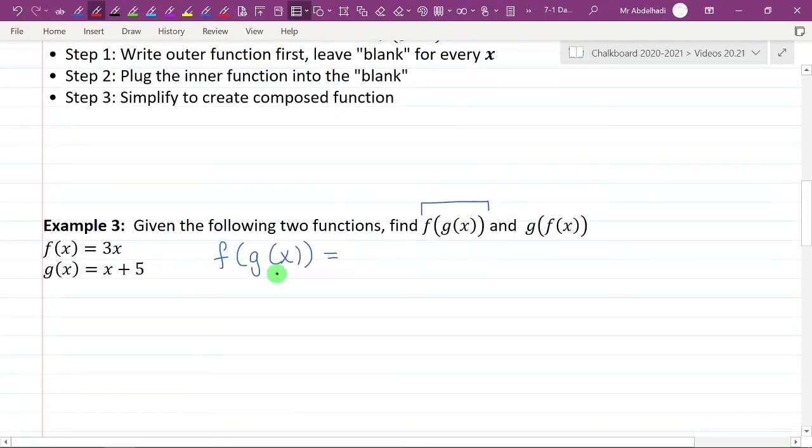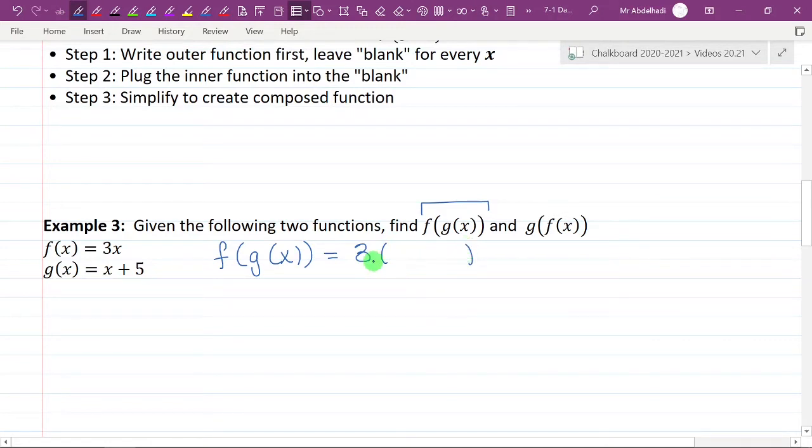So what you're going to do is take the outside function, the one that's outside, which in this case is f of x, which is 3x, and you're just going to write it right here. However, you're going to copy that. However, wherever you see an x, you're going to replace that x with an empty set of parentheses.